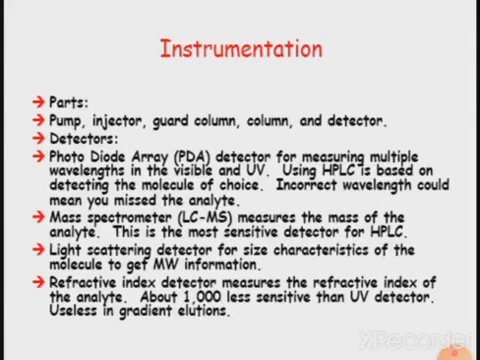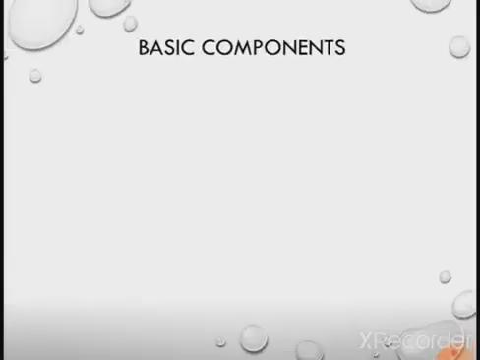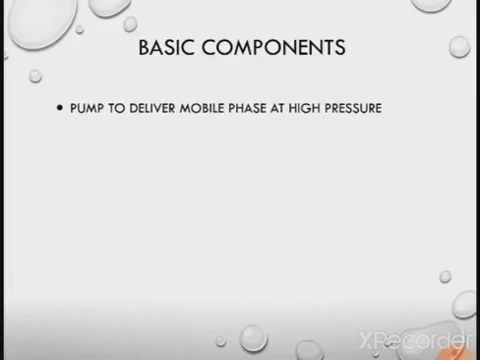Then the next part we want to learn is the basic components. The first basic component is the pump, and this pump is used to deliver the mobile phase at high pressure, as we require a driving force for HPLC to give high performance, and this driving force is provided by the pump. This pump delivers the mobile phase at very high pressure, up to 10,000 psi.